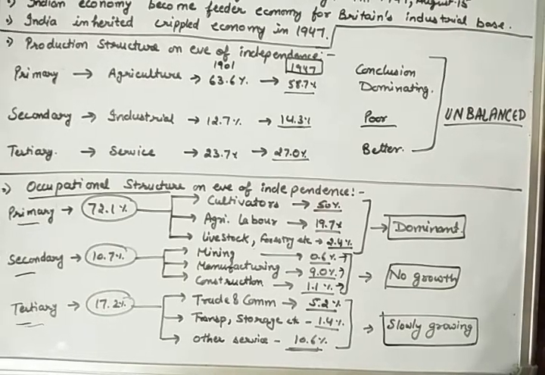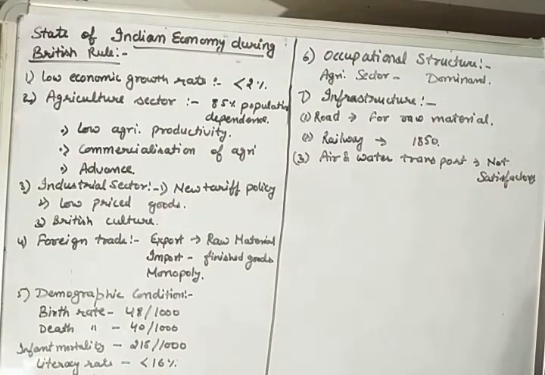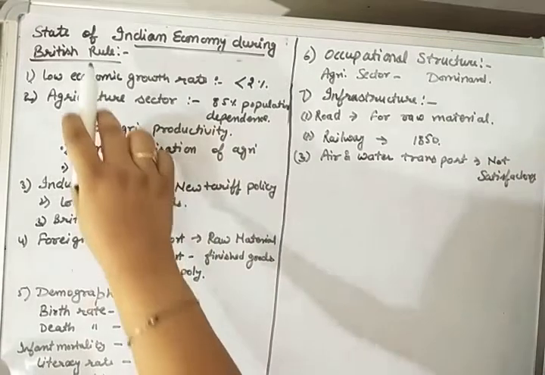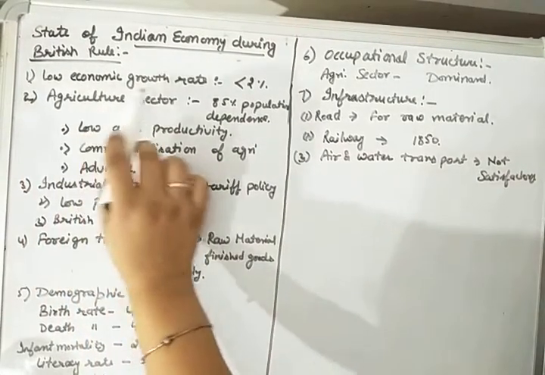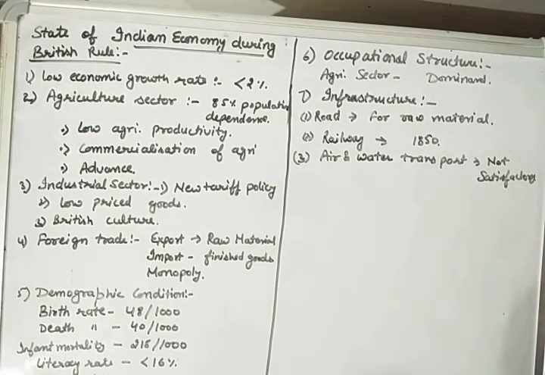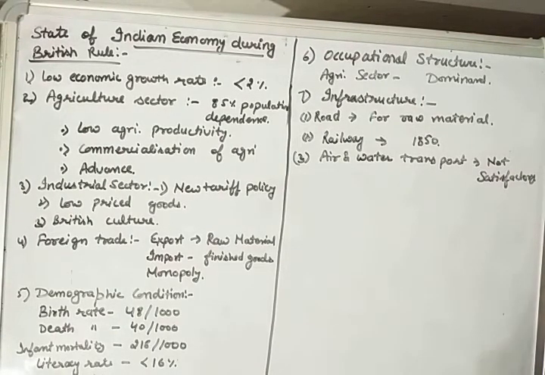All right. So our next topic is state of Indian economy during British rule. When the Britishers were ruling India, how was our Indian economy? The condition at that time. First of all is low economic growth of the country. The economic growth of the country was very poor. It was less than 2% in half of the century. That is, at the starting of the 20th century, growth was less than 2%. That is a very bad thing. And along with that, half percent growth in per capita income during the first half of the 20th century. So that was a very poor condition of our Indian economy.